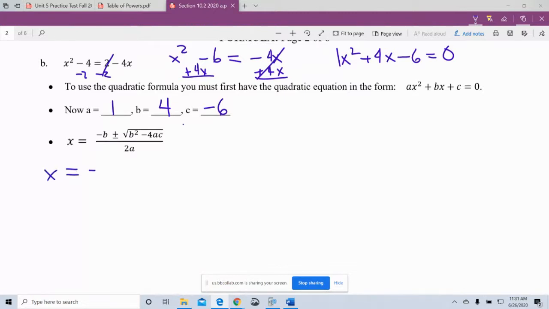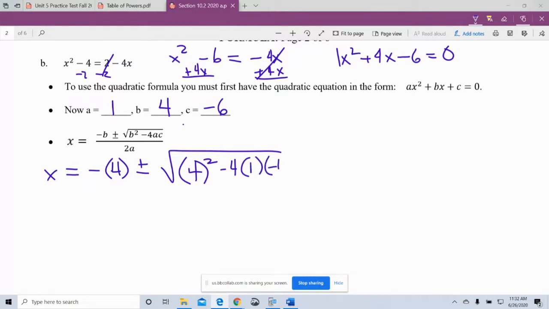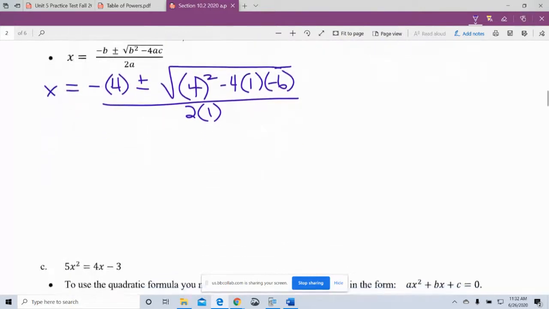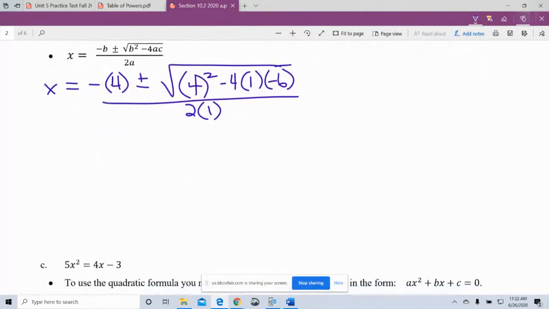So we're going to do the opposite of our b, so that's the opposite of 4, plus or minus the square root of our b, which is 4, that has to get squared, minus 4 times our a, which is 1, times our c, which is -6, and all that has to get divided by 2 times our a, which is 1. The rest of this problem is making sure you follow the standard order of operations correctly.